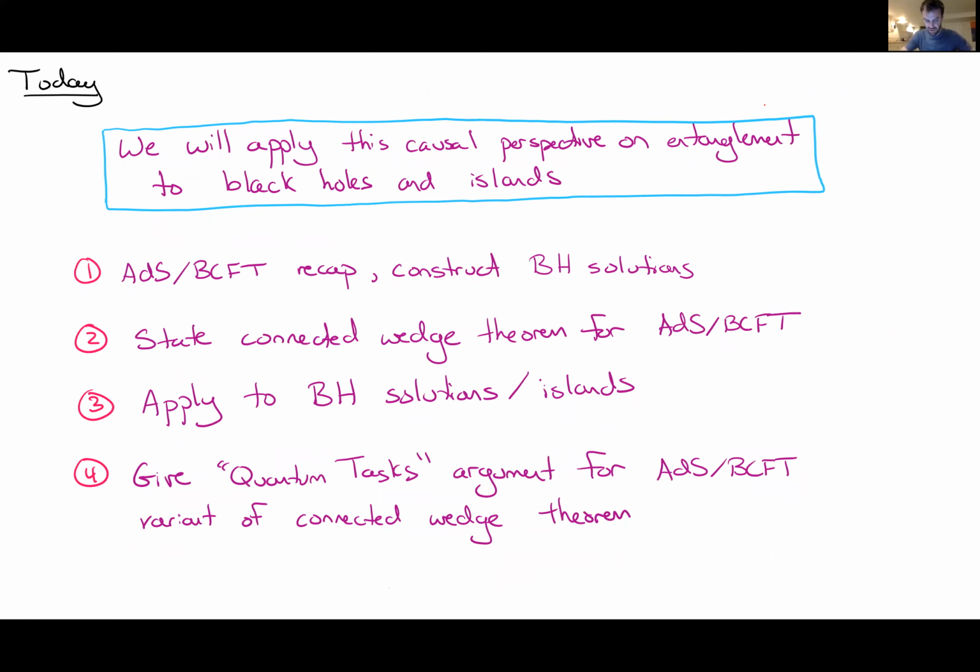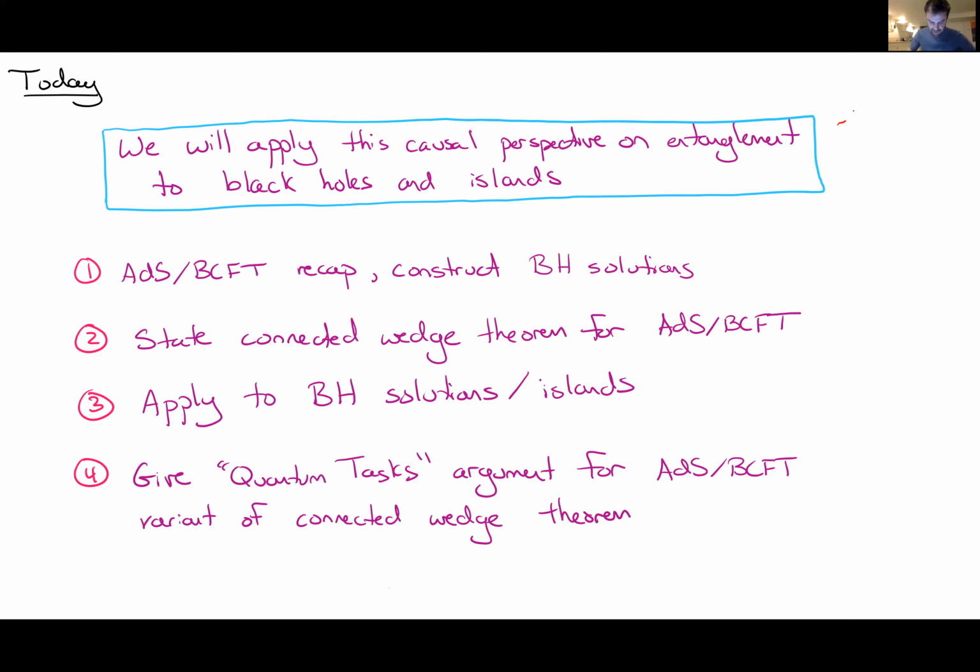So this is one concrete realization of what I mean by a causal perspective on entanglement, and the main goal for today is going to be to take that perspective on entanglement and see what it tells us about black holes and islands, right? So we know that the RT formula, this perspective of relating entanglement to minimal surfaces, tells us a lot there. Well, we're going to try and take this other perspective and see what it says. Okay, so that's the goal.